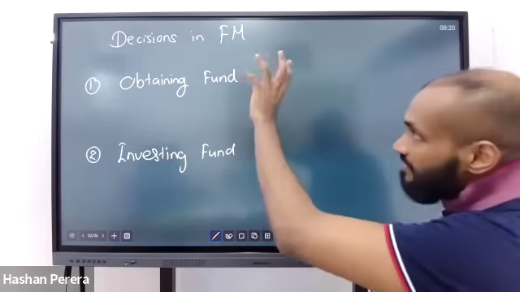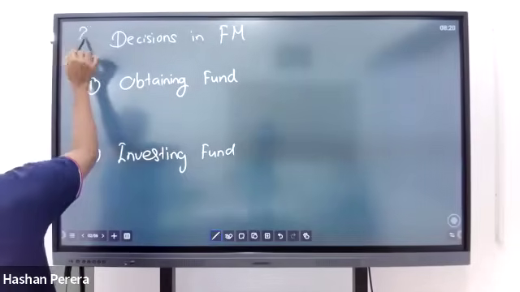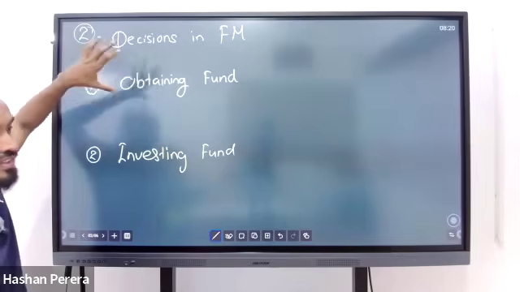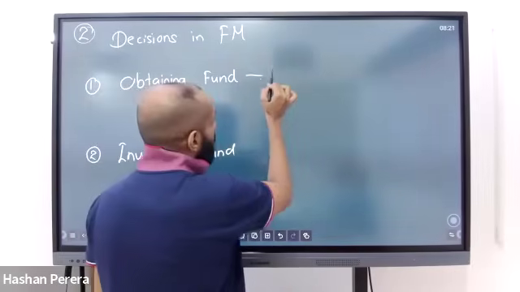But how many decisions are there? How many main decisions are there here? There are only two decisions. One decision is the decision about obtaining funds. Now, obtaining funds is one decision.